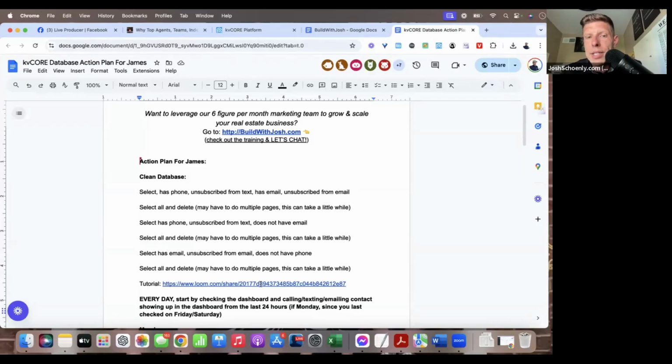The next one is has phone, unsubscribed to text, and doesn't have email. So we have a phone number for this contact, and they're unsubscribed, and we don't have any other way of contacting them. So get them out. And the last is has email, unsubscribed, doesn't have phone. Again, it's the reverse. We only have one channel that we could theoretically communicate with them on, and we can't because they're unsubscribed. Get them all out, clean it out, pull out the weeds. Get rid of the junk, open up room for more real live opportunity.